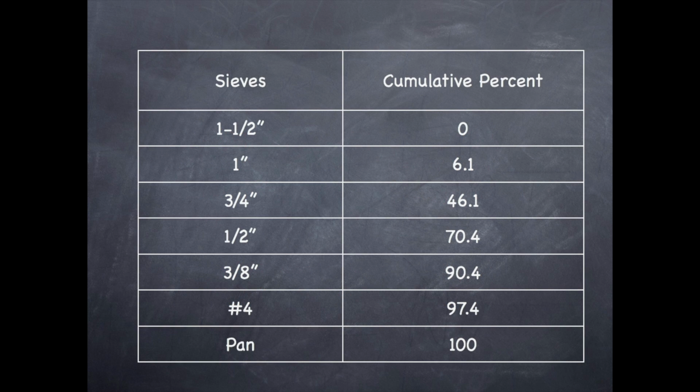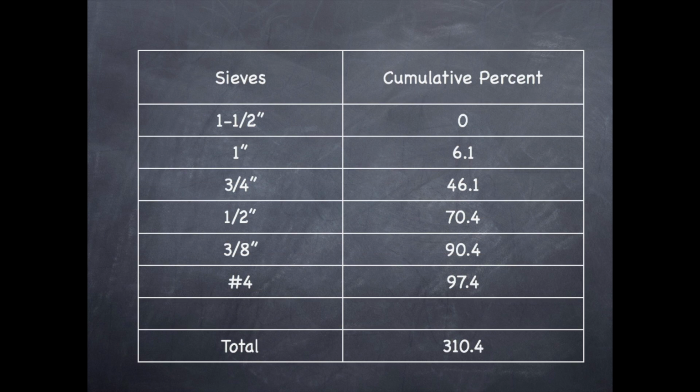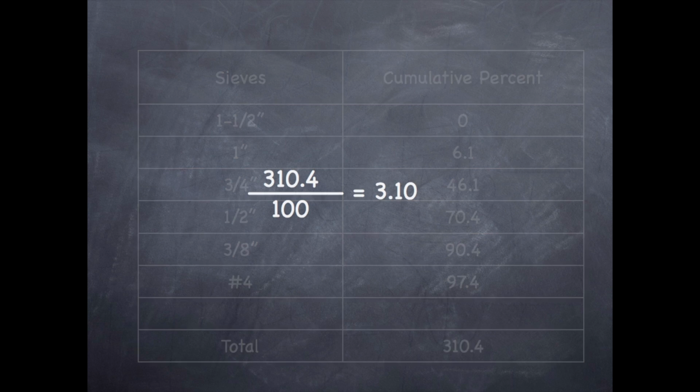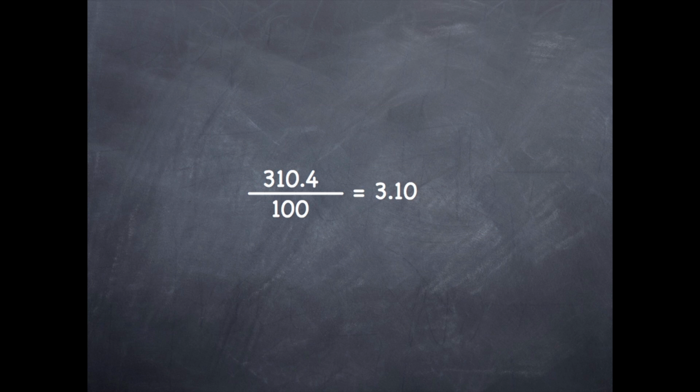Now listed here are the cumulative percentages of our material. And as you can see, all the sieves we used were coarser than the 150 micron or number 100 sieve. However, we cannot simply add up these cumulative percentages and divide by 100, as we would get an erroneous fineness modulus.